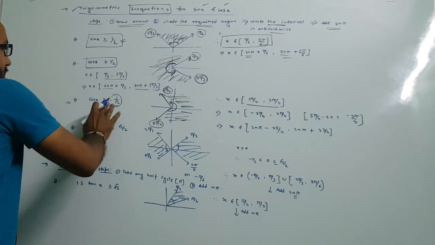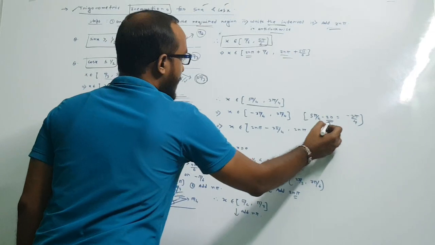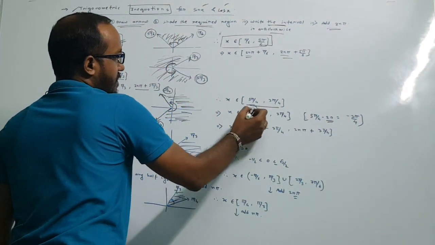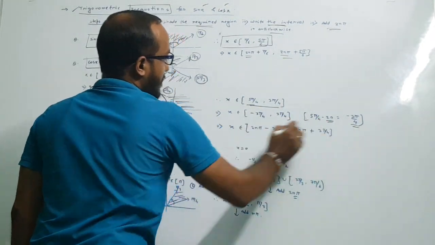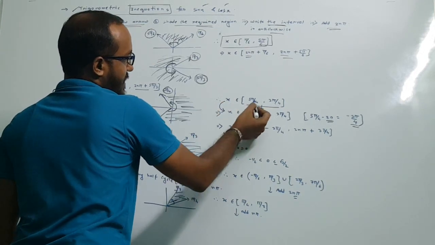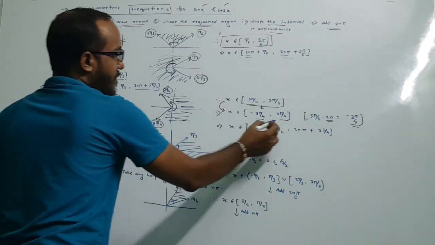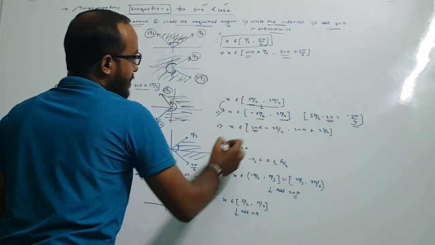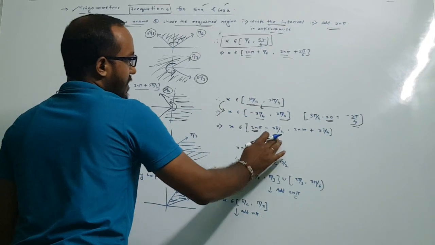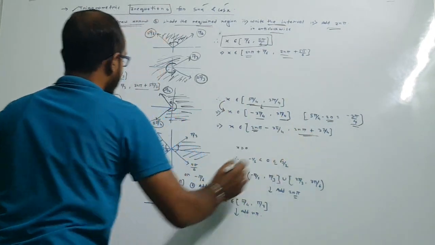Now see here, the answer is negative. So subtract 2 pi from 5 pi by 4, and you will get minus 3 pi by 4. So our interval reduces to minus 3 pi by 4 to 3 pi by 4. Add 2n pi. So 2n pi minus 3 pi by 4 and 2n pi plus 3 pi by 4 is your answer.